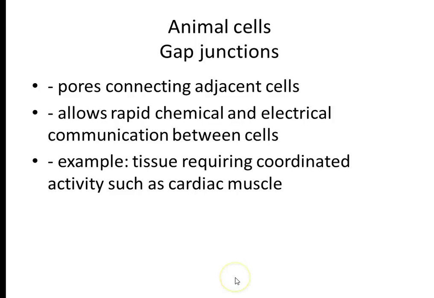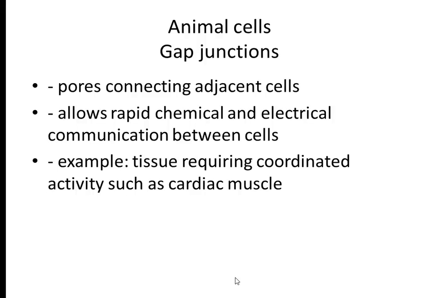Okay, the other type of junction that we want to look at in animal cells is what's called gap junctions. These gap junctions are very tiny pores between adjacent animal cells. And these pores allow for the very rapid movement of small molecules, in other words, chemical substances, and ions. So things that have an electrical charge to them. And it's going to allow these to move from one cell to another, and that's going to serve as a means of cell-to-cell communication.